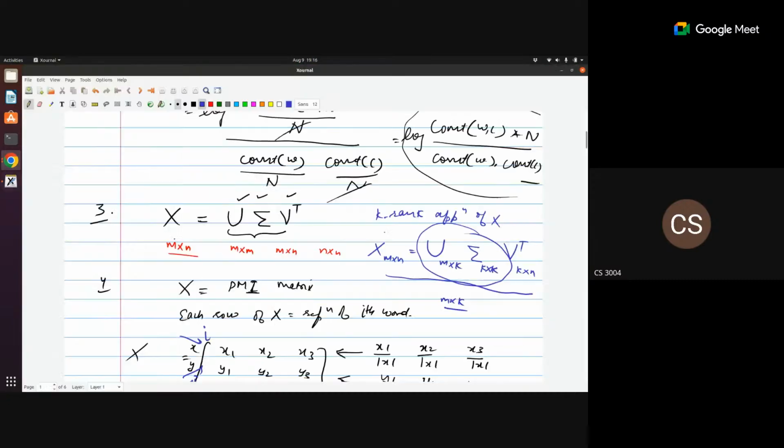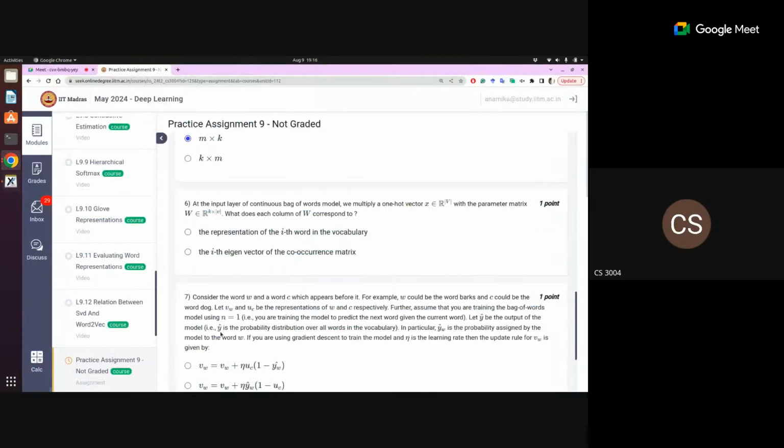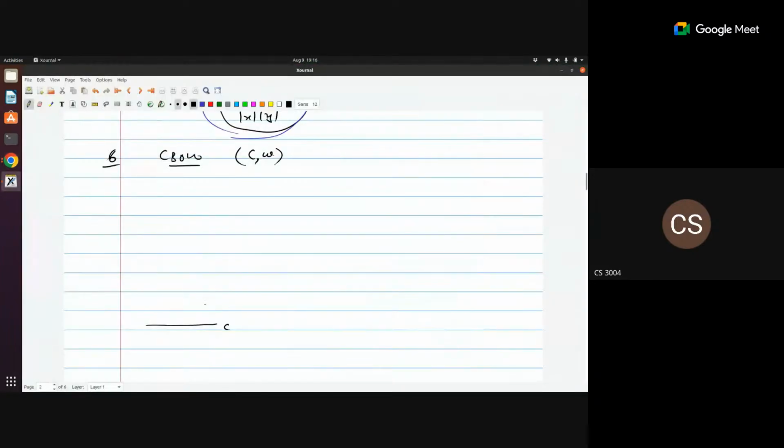Let's quickly see how CBOW looks. Let's say this is our input. So in CBOW, what is the input? The input is context and the output is the target word, right? So this is a context which we input. Any questions there? No, right? Okay.